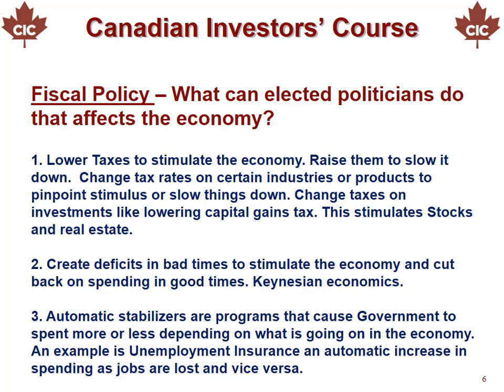They can create deficits in bad times. In other words, spend more to stimulate the economy, and hopefully trim their spending as the economy starts to improve. This is called Keynesian economics, and it's a nice thing in theory, but in practice, politicians nowadays seem to like to spend more than they like to save. And then there are automatic stabilizers in the program. For example, unemployment insurance, which automatically goes up when jobs are lost, and vice versa.